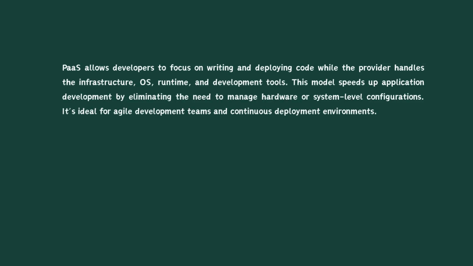PaaS allows developers to focus on writing and deploying code while the provider handles the infrastructure, OS, runtime, and development tools. This model speeds up application development by eliminating the need to manage hardware or system-level configurations. It's ideal for agile development teams and continuous deployment environments.